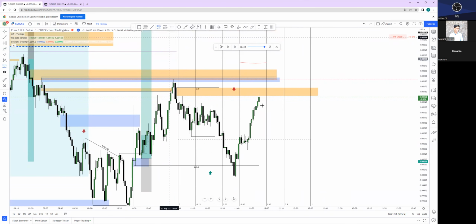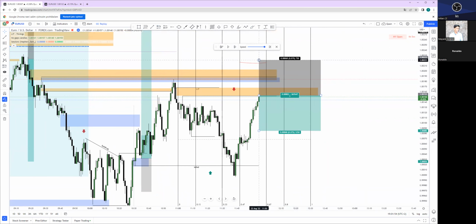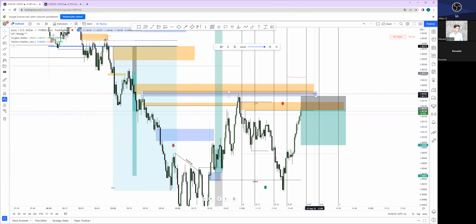Tapping our POI. We're gonna sell from here as well. Hold it like here. Stop loss above the high. Does that make sense? Order flow. Is the chart too messy? Do you see everything?